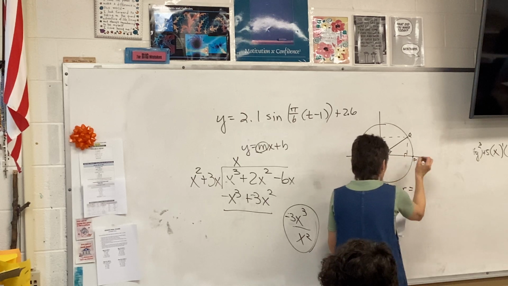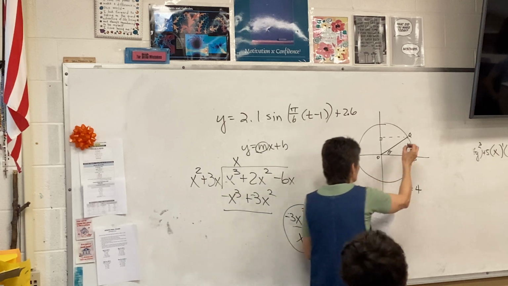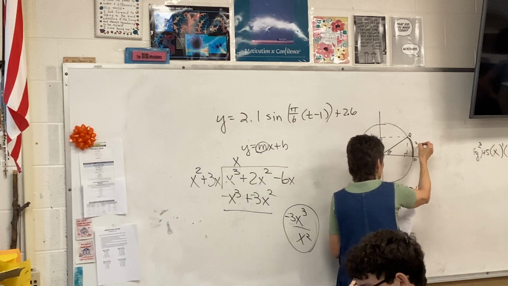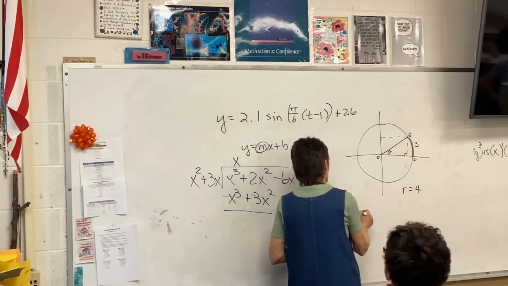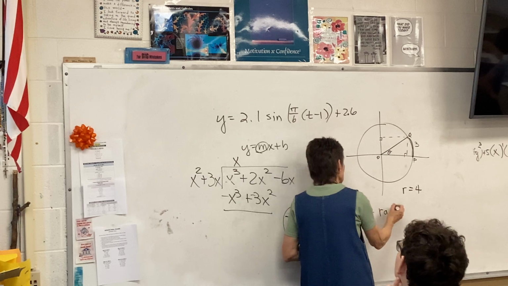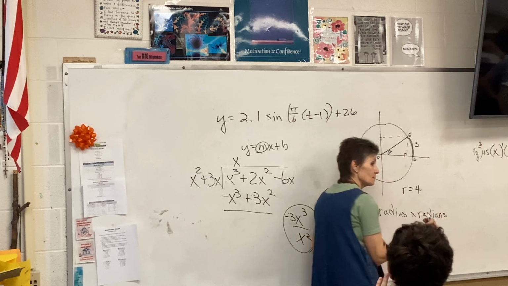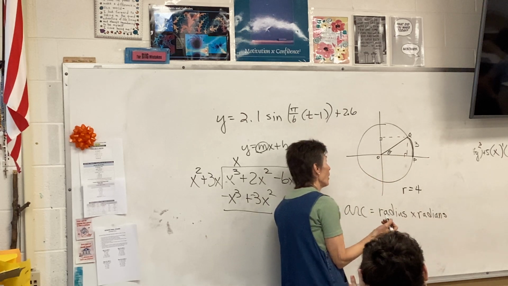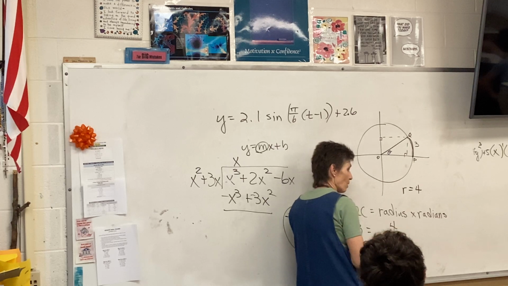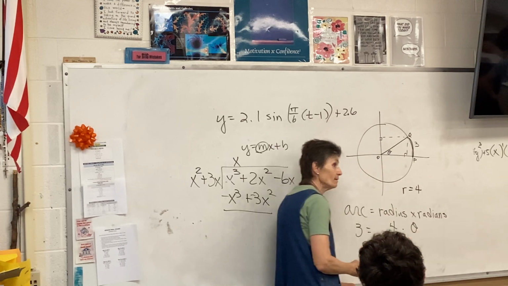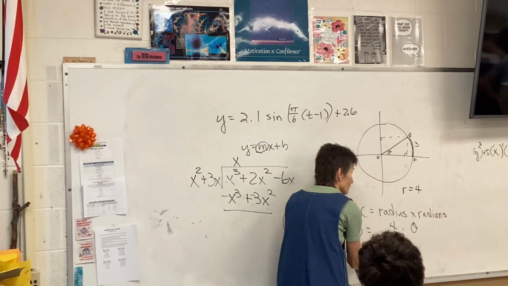All right, so that's what we've got going on. We want to know, oh wait, we know the length of the arc is 3. Okay, now stop right there. Arc length equals radius times radians. So arc length is 3, the radius is 4, and the angle is theta. So what does theta equal? 3/4.